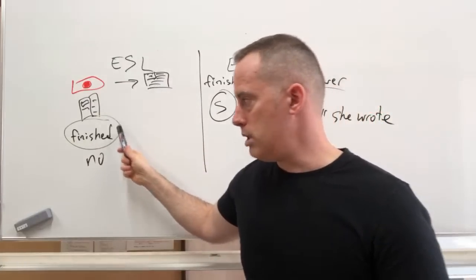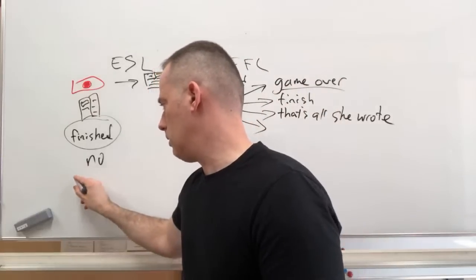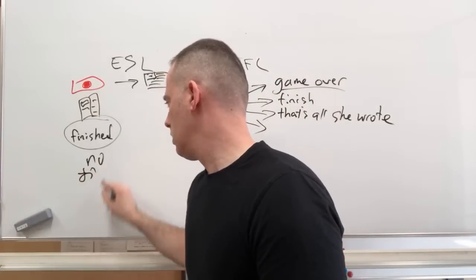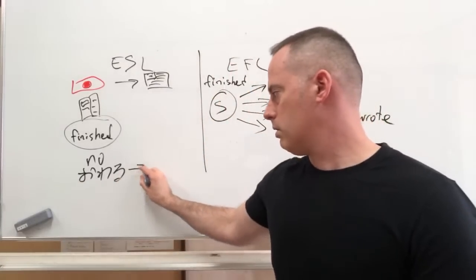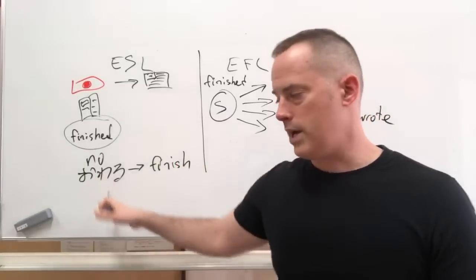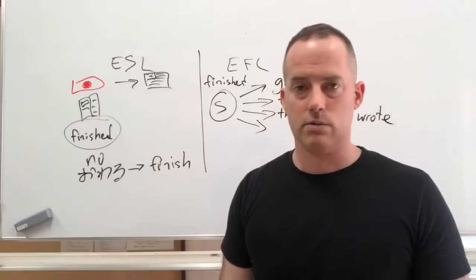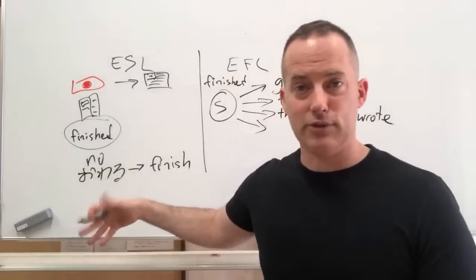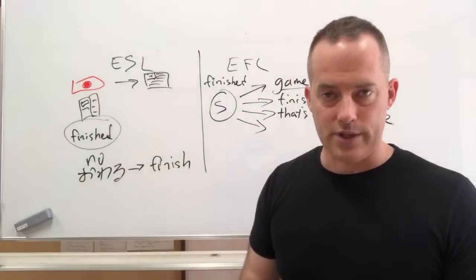So this is why you begin with a Japanese word like waru. So let me just see here. So we begin with something like waru. So this means finish. And that's why in a Japanese English textbook, you will see a bunch of Japanese, even though it's an English textbook. And this is because we're just going to tell you what the definition is.